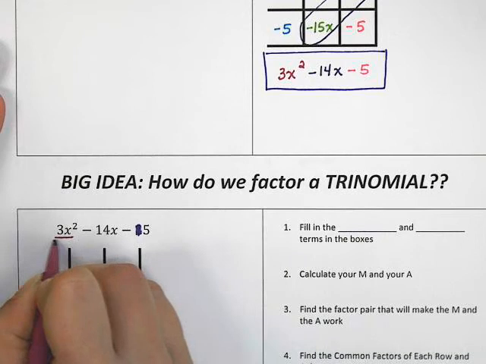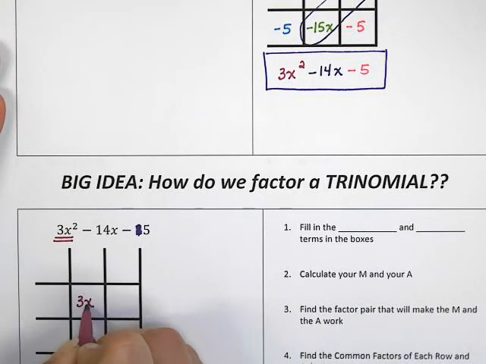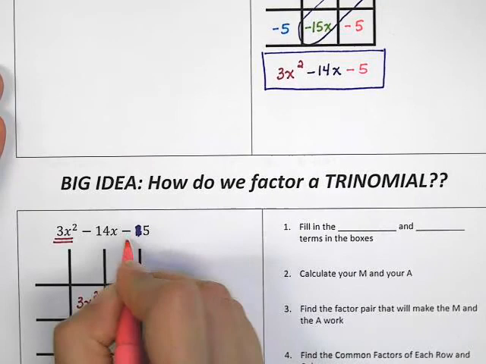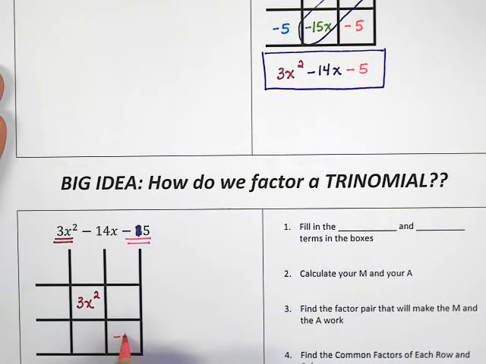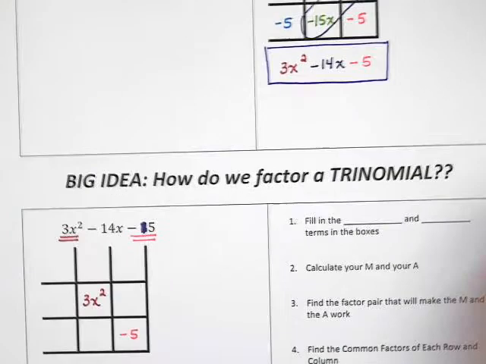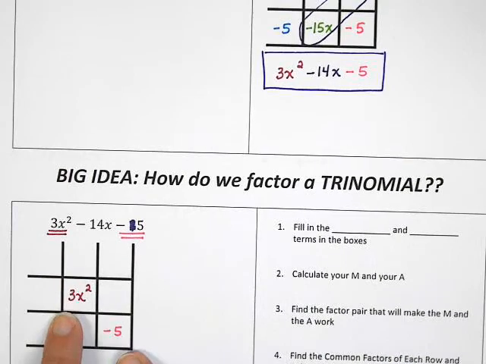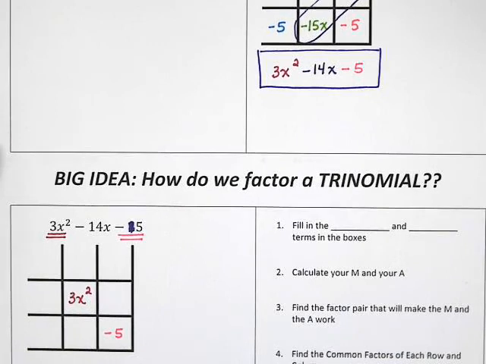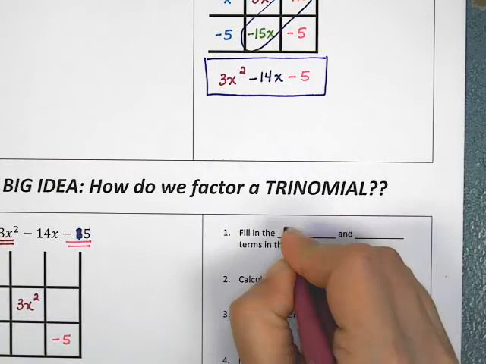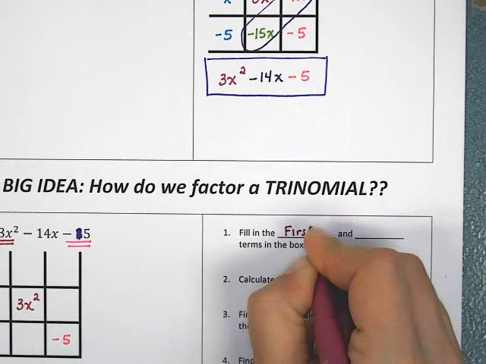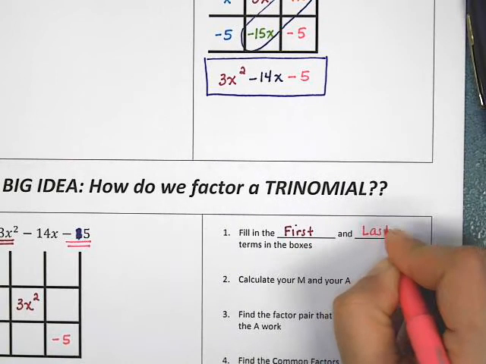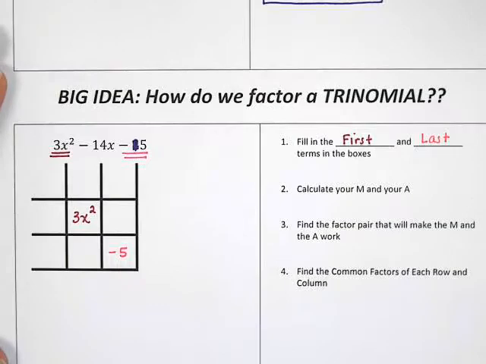3x squared is going to get copied down into the upper left corner, and this -5 is going to be copied down into the lower right corner. And you'll notice that's the same place where those terms were in the original multiplication problem we just did. So all I'm going to do for my first step is fill in the first and the last terms into their appropriate boxes, which you just saw me do.